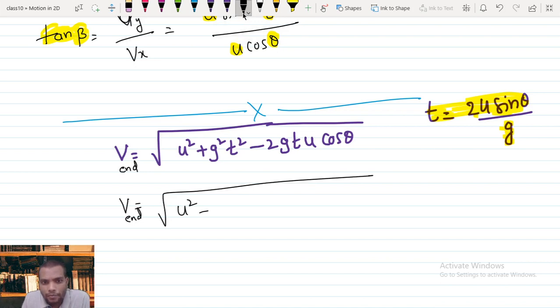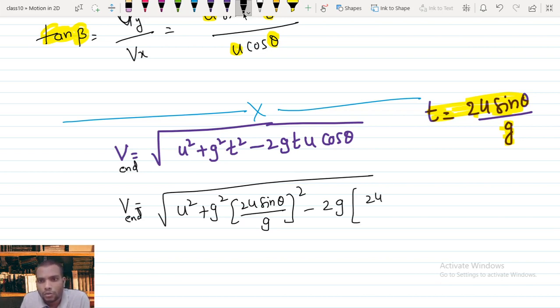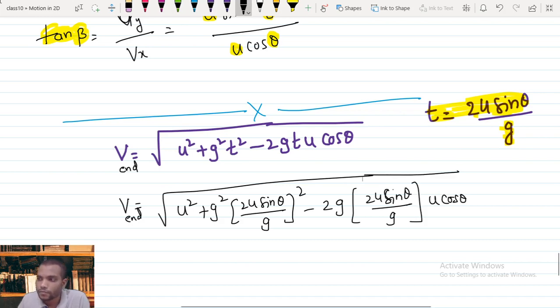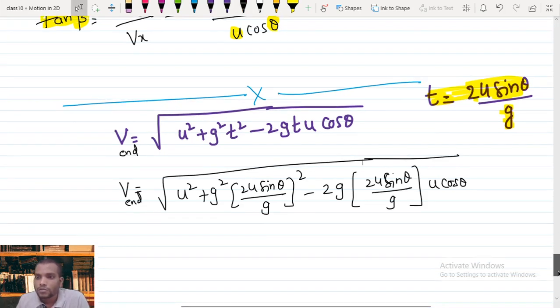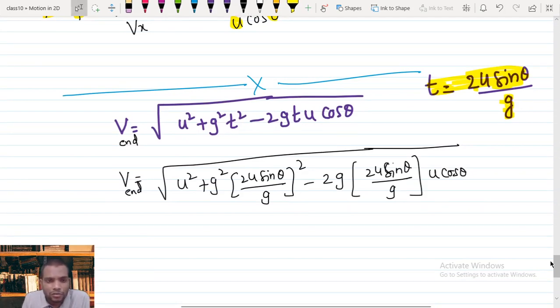U square plus g square, in the place of t I need to put this value, that is (2u sin theta upon g) whole square, minus 2u sin theta upon g times u cos theta. I am leaving the rest of the calculation to you. You finish those calculations, but the end result I will write. The end result is very important.